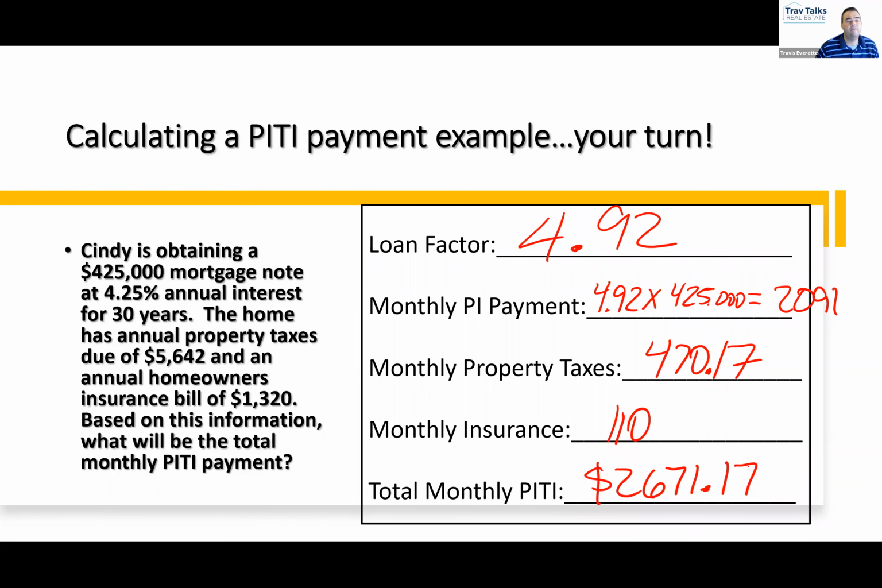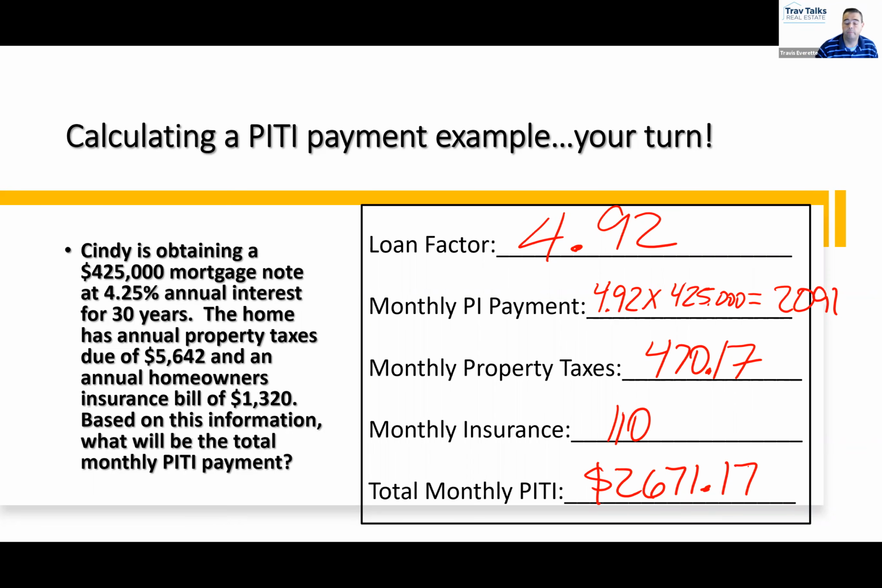I got $2,671 and about 16 or 17 cents. Does that sound somewhat familiar for everybody? Yes, because I came up with a loan factor of $4.92 from the chart. Everybody get that step? Did you get $4.92? Okay. They gave us the loan amount. So did you get $2,091 for your PI payment? Is there anybody who did not get to $2,091 for the PI portion of the payment? Are we all good with that?